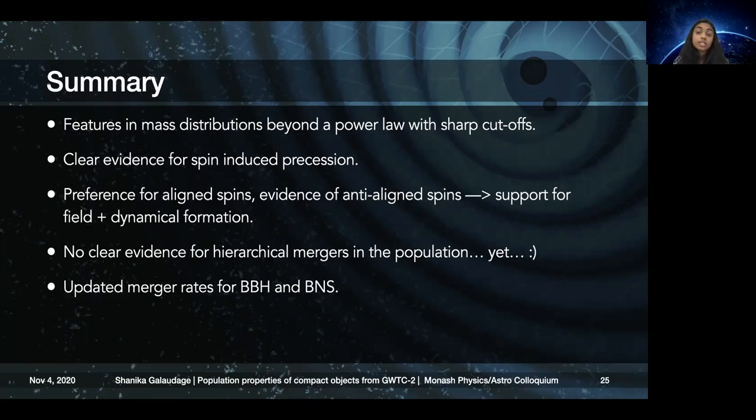We have preference for aligned spins and evidence for anti-aligned spins. So this supports the idea that we have both isolated and dynamical evolution for binary black holes. We have no clear evidence for hierarchical mergers in the population. I'll emphasize the yet, because there may be a paper coming out very soon from some LIGO colleagues on this very topic. And we've updated the merger rates for binary black holes and binary neutron star mergers.